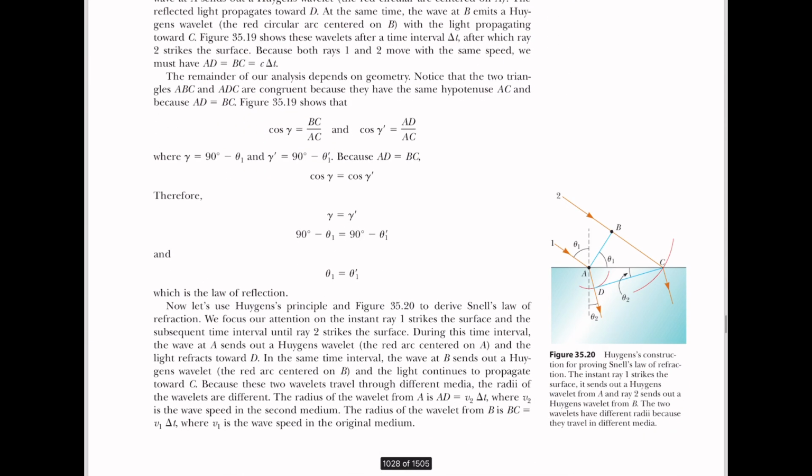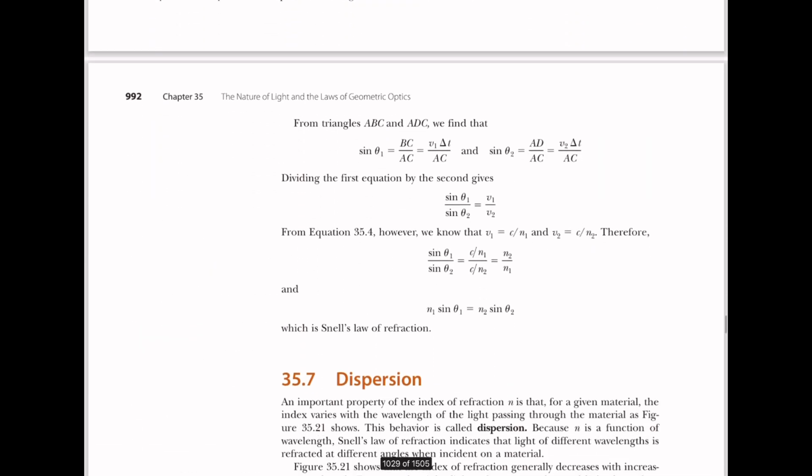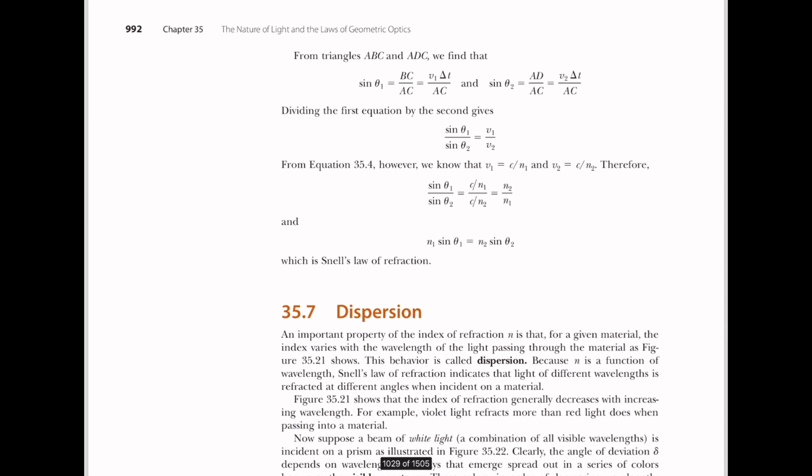Here we actually derive the two laws that we learned about earlier in the chapter. The reflection law, which is theta 1 is equal to theta 1 prime, and the refraction law, which is kind of a ratio here. They don't write it as a ratio here, they write it as one line: n1 sine theta 1 equals n2 sine theta 2, which is Snell's law, or the law of refraction. Okay, I'm going to leave it at that.